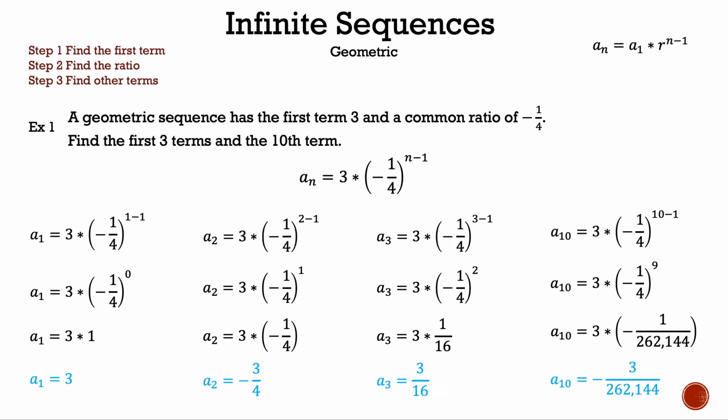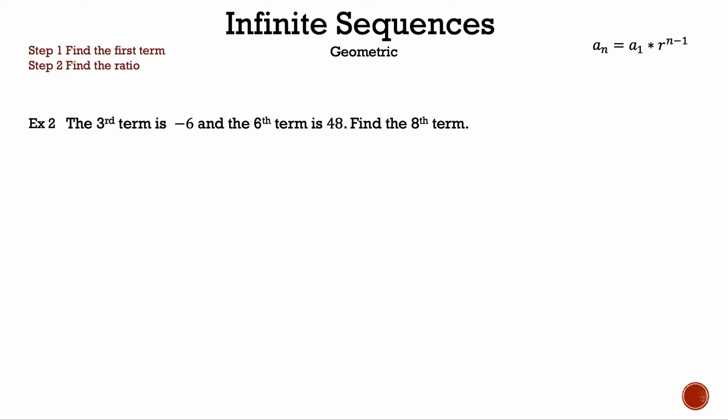Now we have found all 4 terms for example 1. Let's take a look at example 2. Let's read the steps since they're a bit different. Step 1, find the first term. Step 2, find the ratio. Now let's read the question. The third term is negative 6, and the sixth term is 48. Find the 8th term.